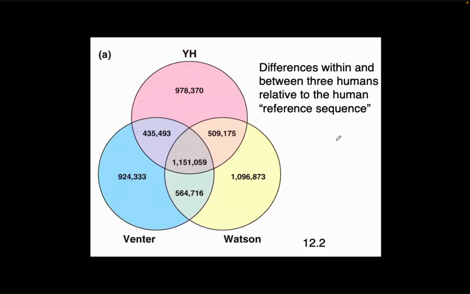So first off, of the three individuals, two of them have names associated. One is Watson, and the other is Craig Venter, who is a key person in developing methodologies. Many individuals who get into this field have really big egos, so they felt that the first genome that should be sequenced would be their own. And then we have an anonymous person, YH, from China, who's the third genome.